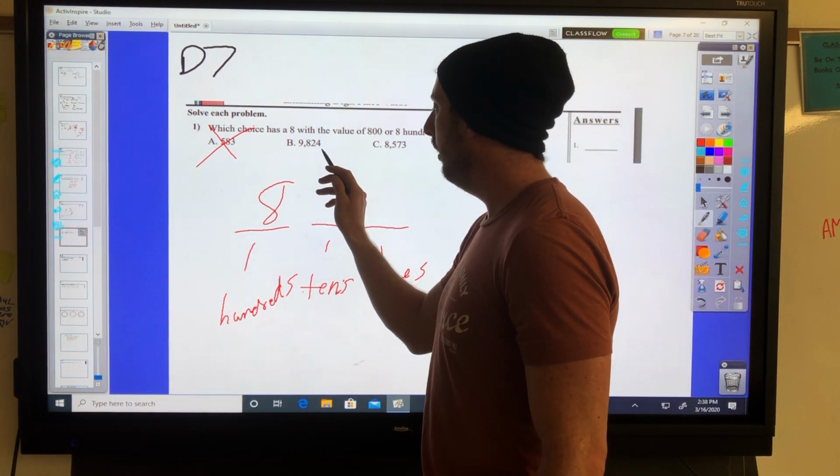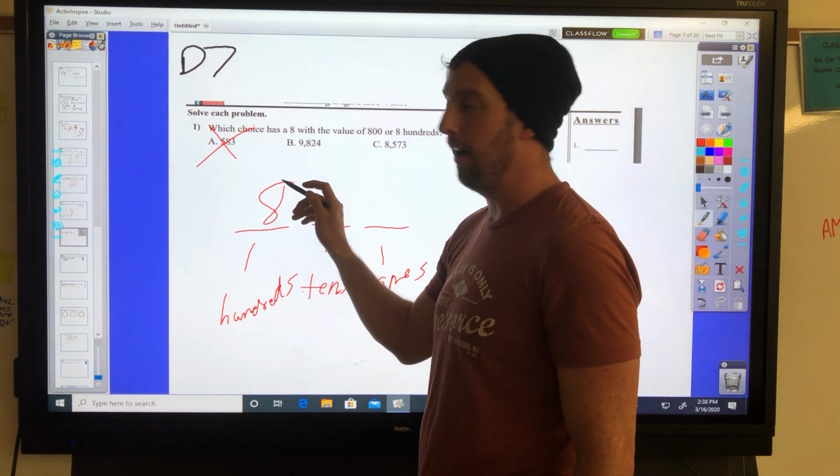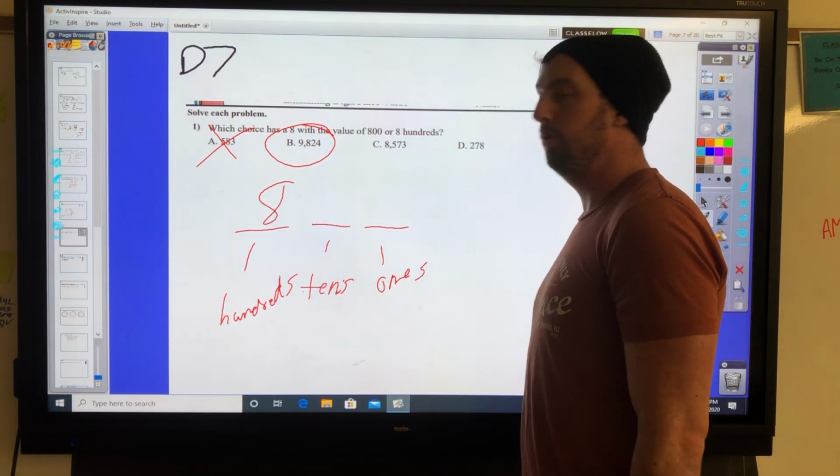So, moving over here, I have a 3 in the ones, I have an 8 in the tens, and I have a 5 in the hundredths. I can't do that one because it's not there. The 8 is not in the hundredth spot. I have a 4 in the one spot, a 2 in the 10 spot, and an 8 in the hundredths. That's looking like my answer, but I'm going to check the last two just to make sure.